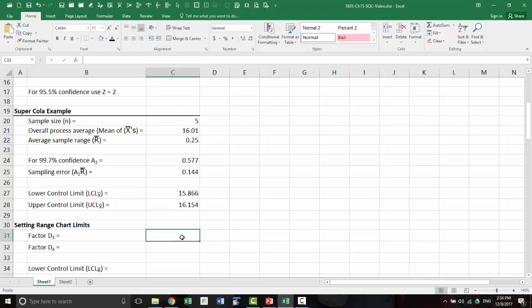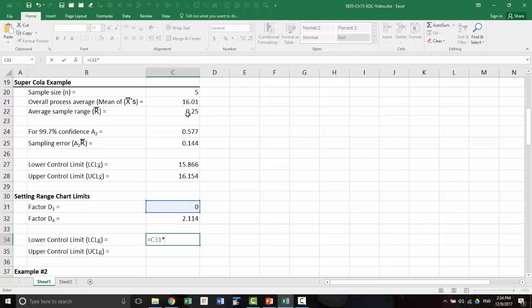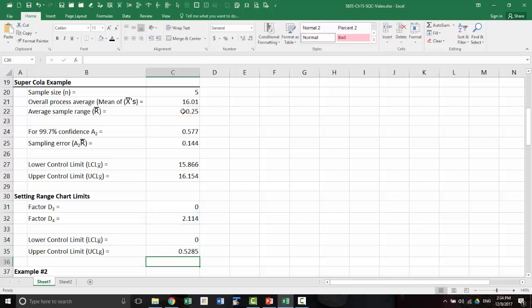Now D sub 3 is 0 and 2.114 is the D sub 4 factor. These are for n equal to 5, the two factors for the range control chart. So the range control chart lower limit is D sub 3 times R bar, and the upper limit is D sub 4 times R bar. This is how you would establish the control limits for the x bar chart and R chart, which are called the variable charts in statistical process control.